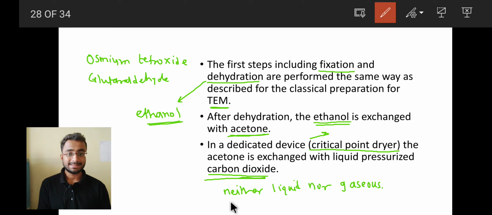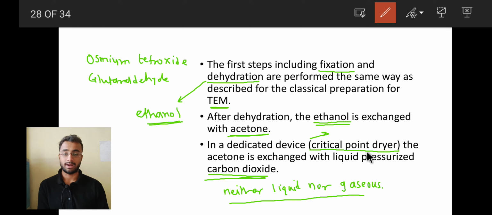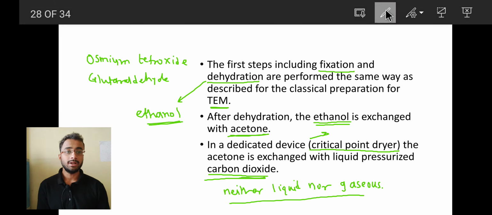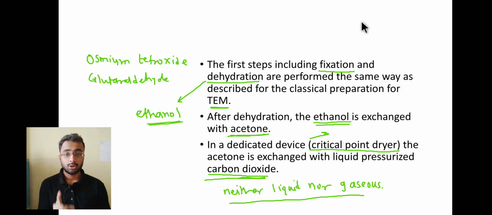This temperature is maintained in this device, which is called the critical point dryer. Once again, the critical point is the point at which the chemical is neither in a liquid state nor in a gaseous state, it will be in the middle of the liquid and gaseous phase. These conditions are maintained in a critical point dryer in which we will dry our specimen. We cannot dry it in normal air because it will collapse, so we dry it in this critical point dryer.